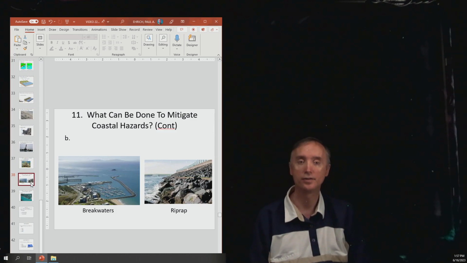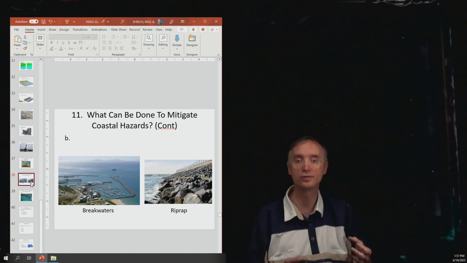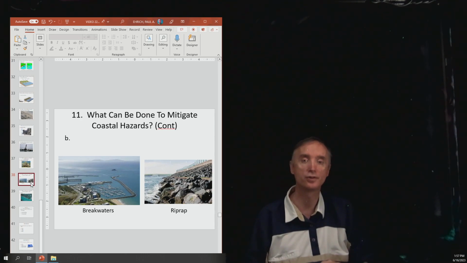Okay, another thing is the use of breakwaters and riprap. Breakwaters are going to be taking boulders and rocks and putting them out to sea so that it's going to make a wall that is going to intercept the waves that are coming towards the shoreline. So behind the breakwater would be a more sheltered area to put your ships.